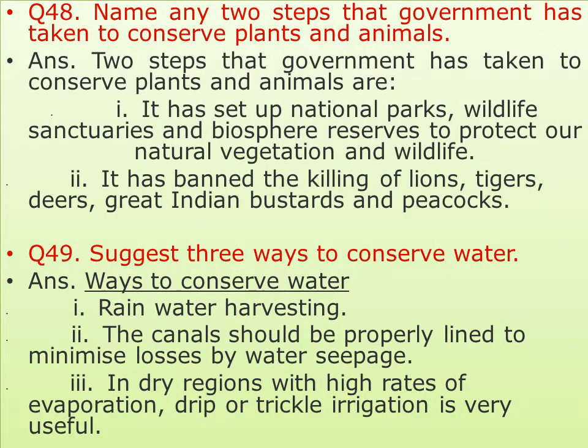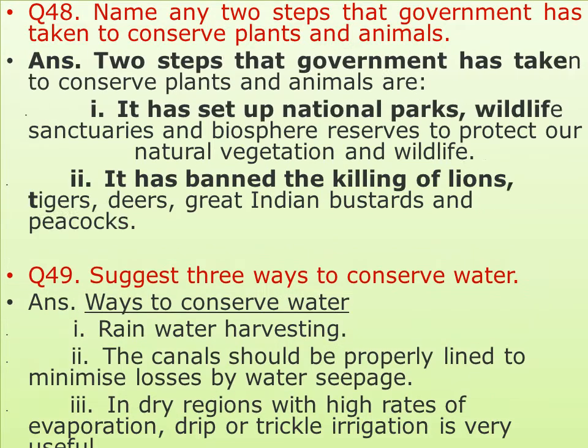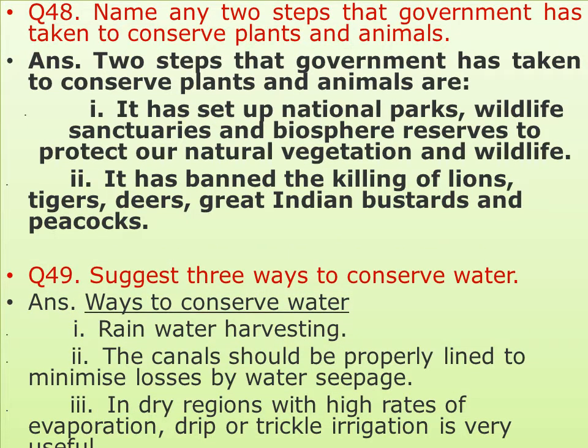Question number 48. Name any two steps that the government has taken to conserve plants and animals. Answer. The two steps that the government has taken are: 1. It has set up national parks, wildlife sanctuaries, and biosphere reserves to protect our natural vegetation and wildlife. 2. It has banned the killing of lions, tigers, deer, great Indian bustard, and peacock.